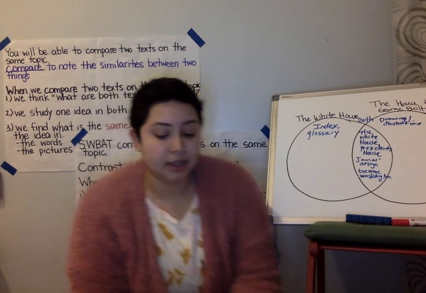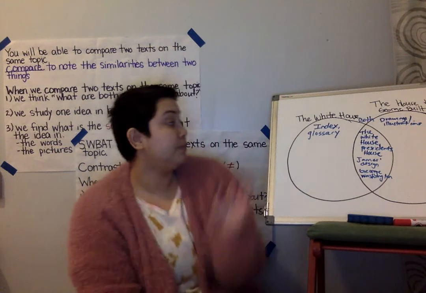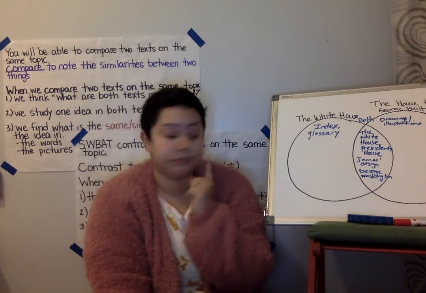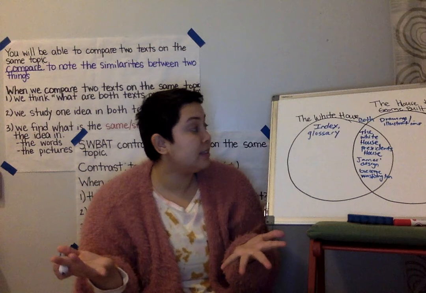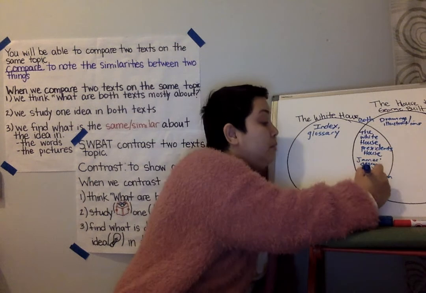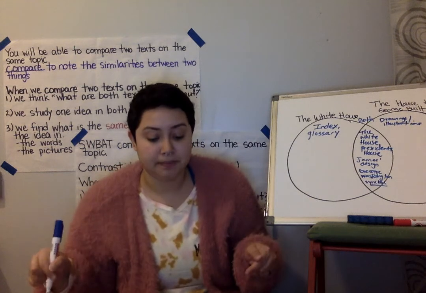Now, I'm going to think about any other bit of information that I can include either for the White House or the house that George built. Now, I remember reading in both texts that the United States needed a symbol, and the symbol became the White House. So I'm going to write the word symbol here, because it's a symbol for this nation.